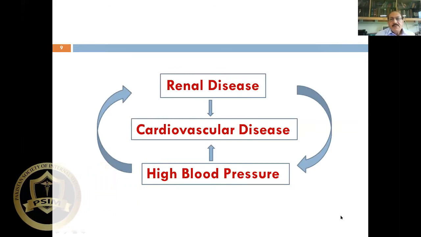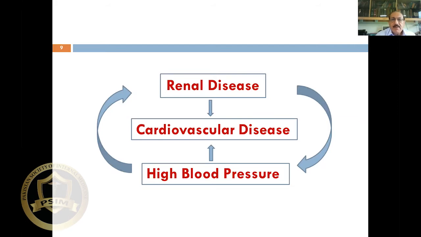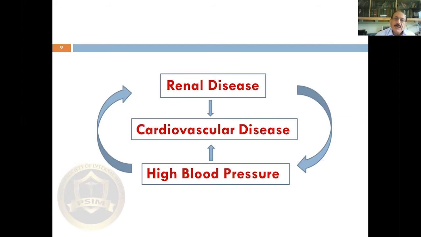Now, what is the link of this renal disease? Of course, it causes high blood pressure, but then both of these lead to cardiovascular risks.